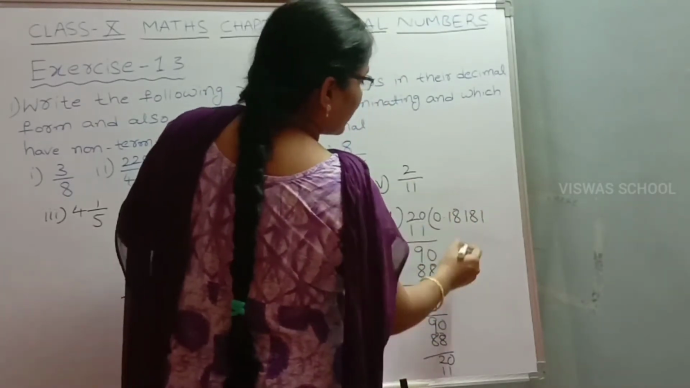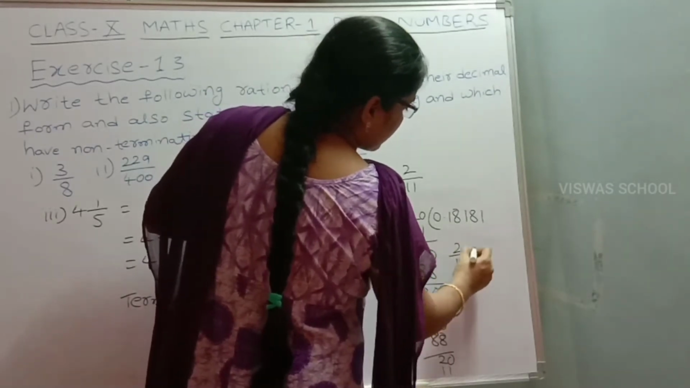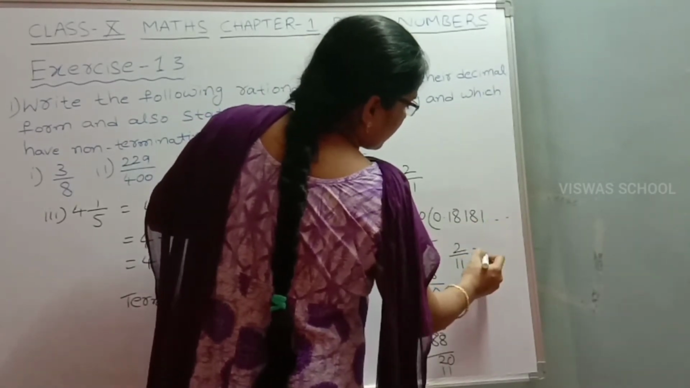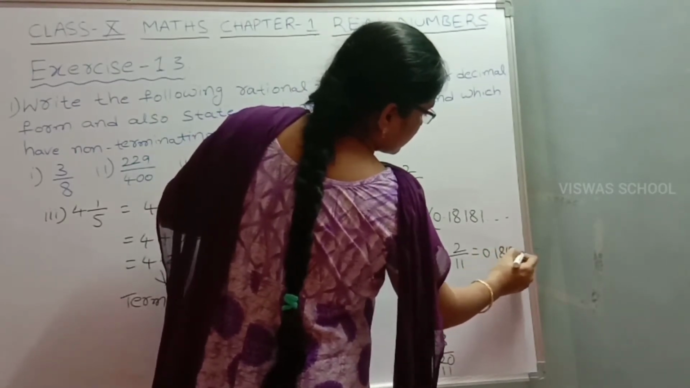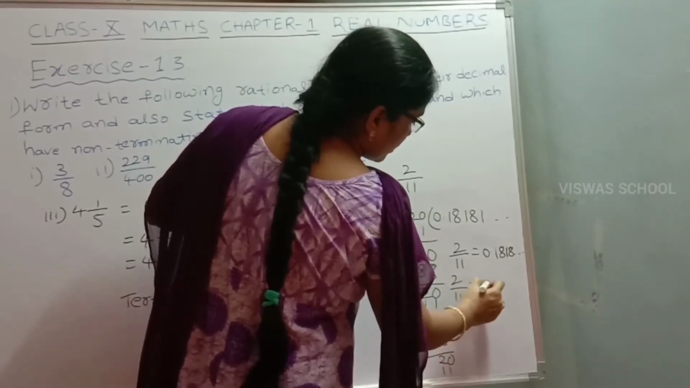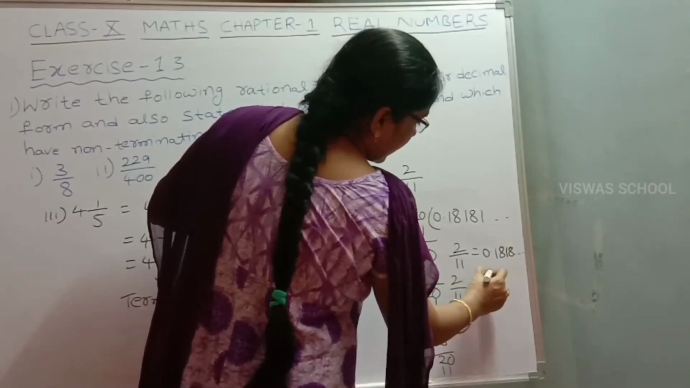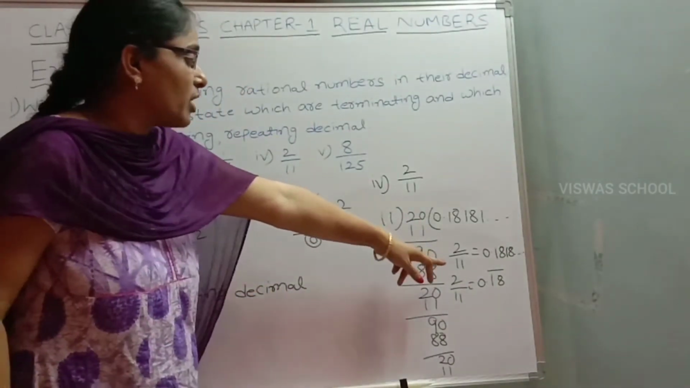That is, 2 by 11 is equal to, this is repeating, 0.1818 and so on. That is, 2 by 11 equals 0.18 bar. This means what here? This decimal form is what here?